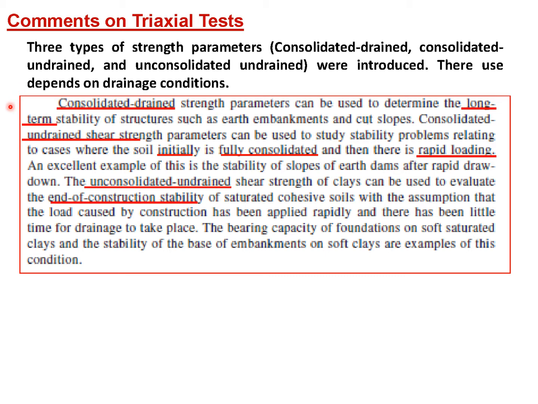Consolidated drained strength parameters can be used to determine the long-term stability of structures such as earth embankments and cut slopes. Consolidated undrained shear strength parameters can be used to study stability problems relating to cases where the soil initially is fully consolidated and then there is a rapid loading. An excellent example of this is the stability of slopes of earth dams after rapid drawdown.